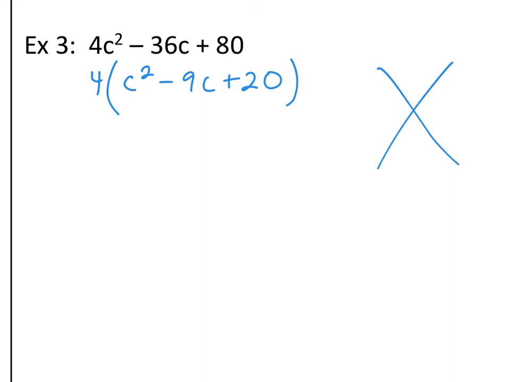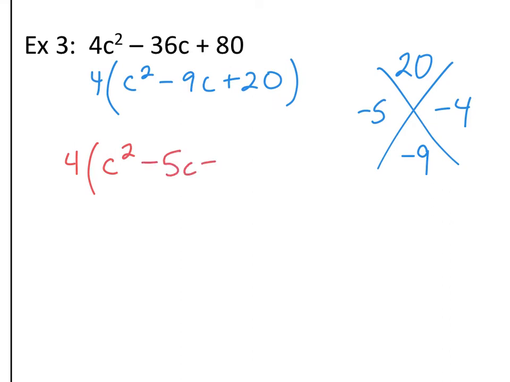X method. Top number? 20, because 1 times 20 is 20. Bottom number? Negative 9, because that's my middle term. Two numbers that are going to multiply to 20 and add to negative 9. Negative 5 and negative 4. Perfection. So my new problem is going to be 4 times, perfect.